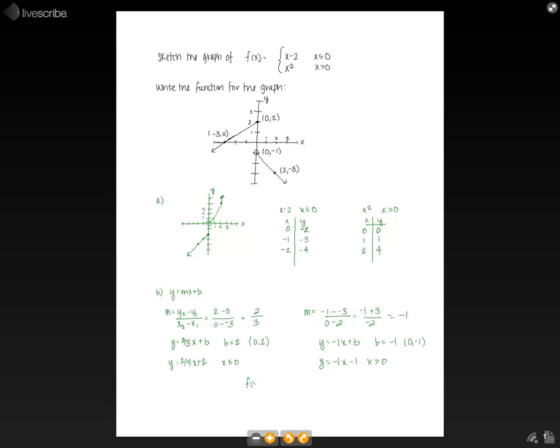So the total function right here is going to be 2/3 x plus 2 for x is less than or equal to 0, and negative x minus 1 for x is greater than 0.